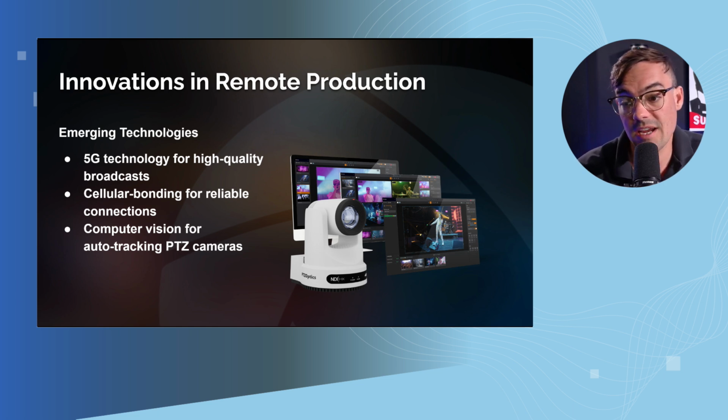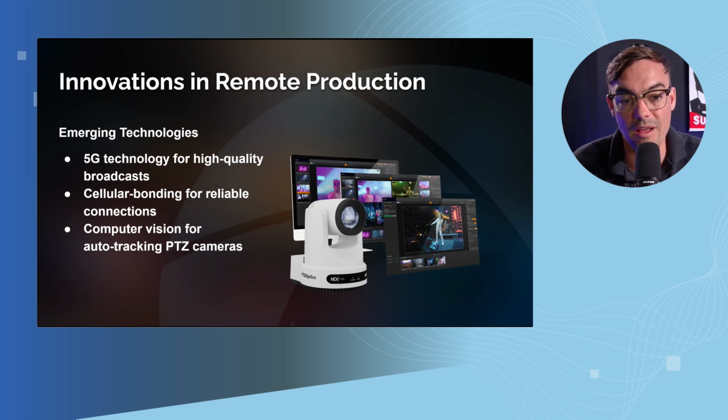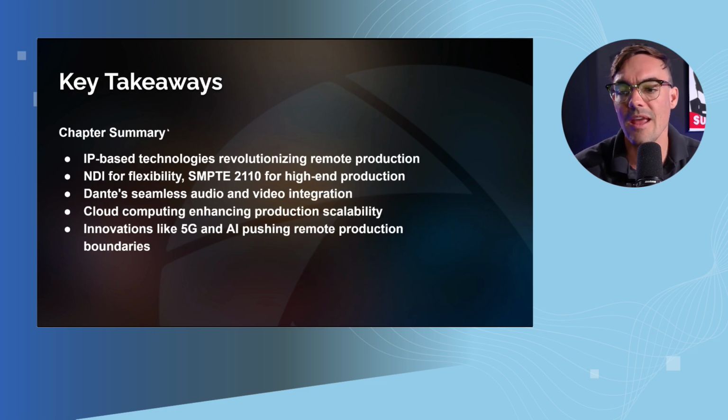Now, some of the emerging technologies that are enabling all of this: we have 5G cellular bonding technology, which provides high bandwidth access to let us stream video and control very quickly and easily. We've also got auto tracking technology, which allows these cameras to remotely, automatically follow subjects. There's just a lot of amazing things happening in remote production.